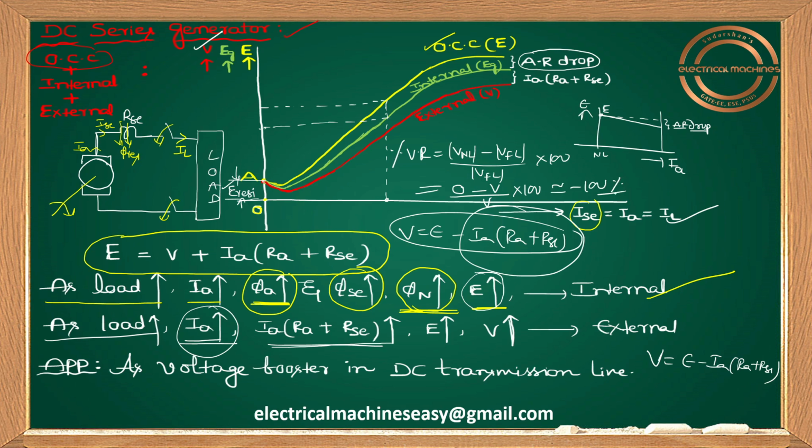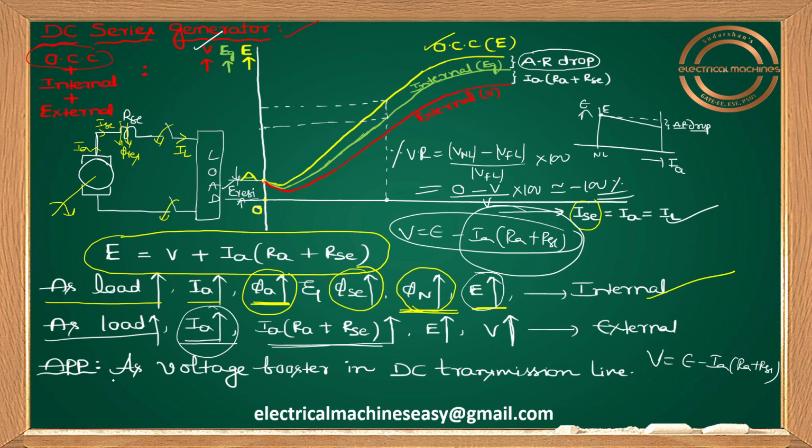Okay. That means out of all DC generators, the DC series generator is having the highest voltage regulation magnitude. How much? I can say 100%. So to be frank, it's minus 100%. If you are asking about magnitude, yes, it's 100%. Okay, so please try to remember this.